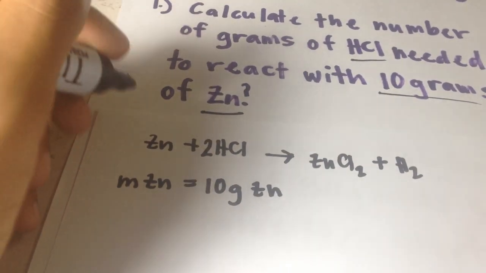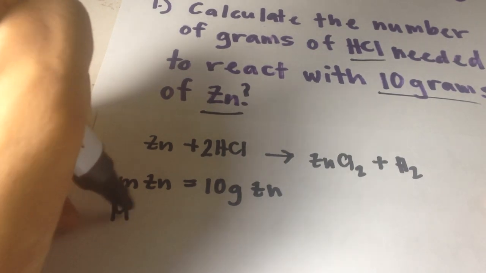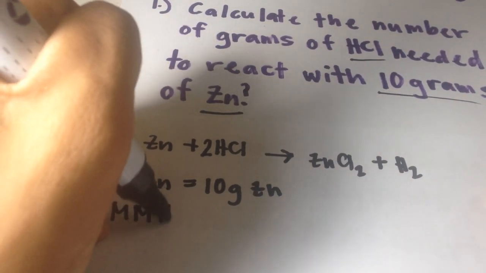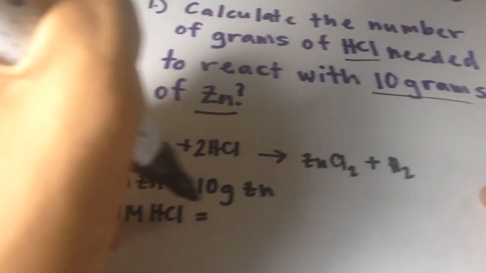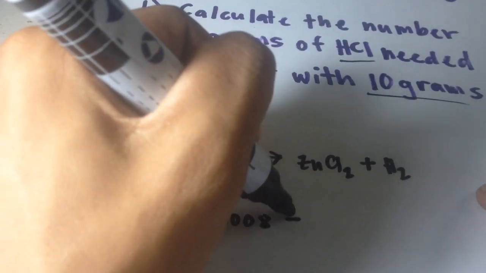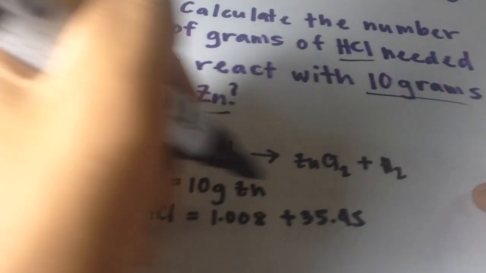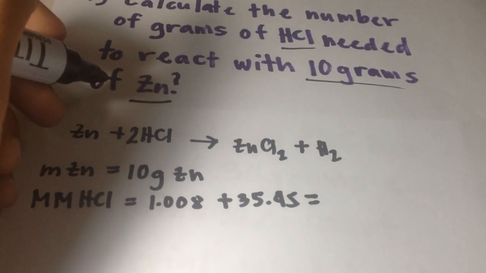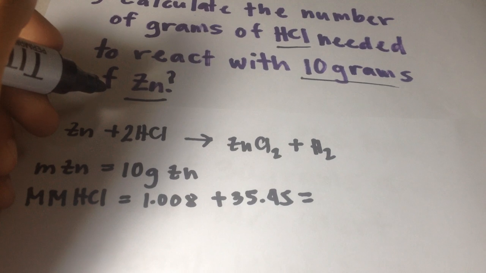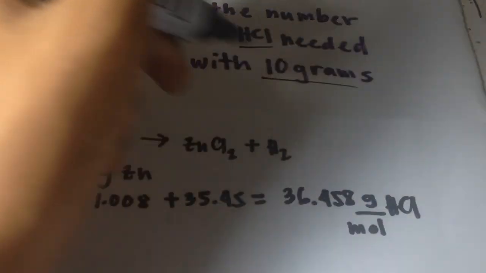And then we need to calculate the molar mass of hydrochloric acid, which is 1.008 plus 35.45 equals 1.008 plus 35.45. So it's 36.458 grams per mole of hydrochloric acid.